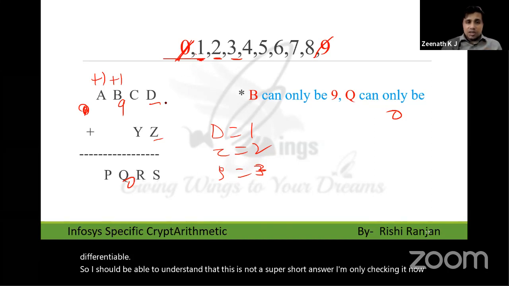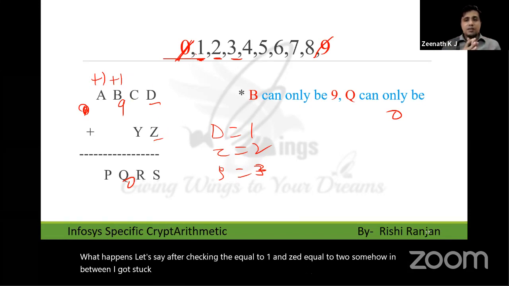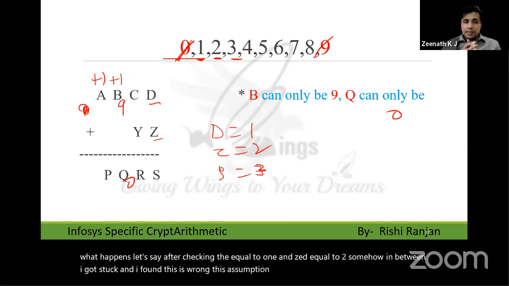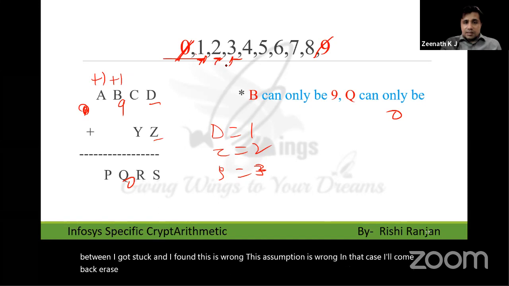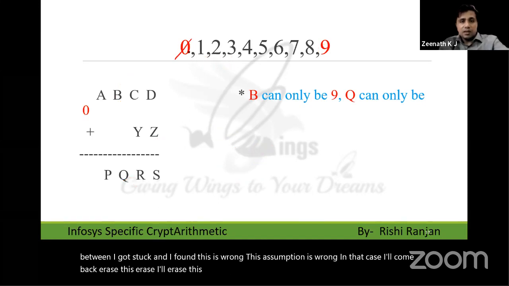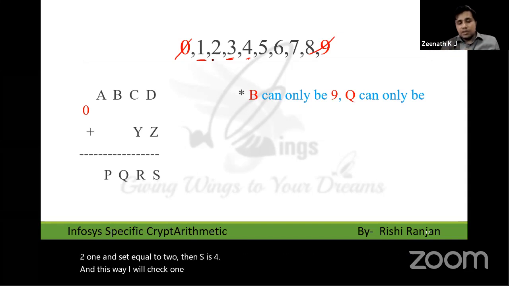Let's say after checking D equal to 1 and Z equal to 2, somehow in between I got stuck and I found this is wrong. This assumption is wrong. In that case, I'll come back, erase this one, this possibility. And again, I will start from, let's say, D equal to 1 and Z equal to 2. Then S is 4. And this way I will check one by one, I'll check all the possibilities.